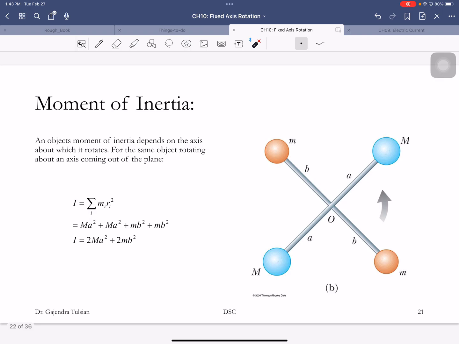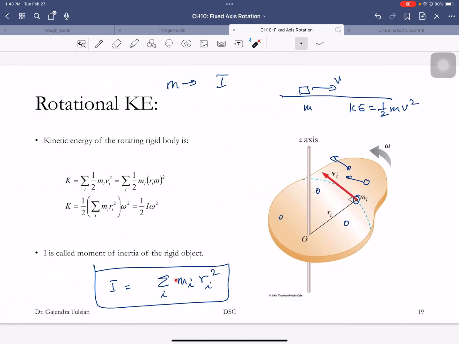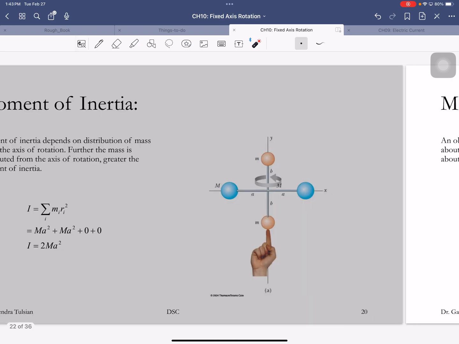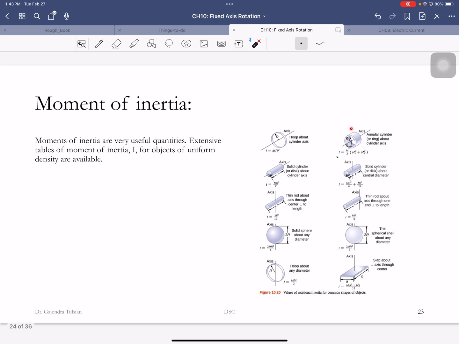But did you understand the concept that the moment of inertia can be infinitely many? It's just a matter of how the mass is distributed about the axis of rotation. The moment of inertia is an important enough concept that they give you tables. For objects about various axes, they give you moments of inertia.